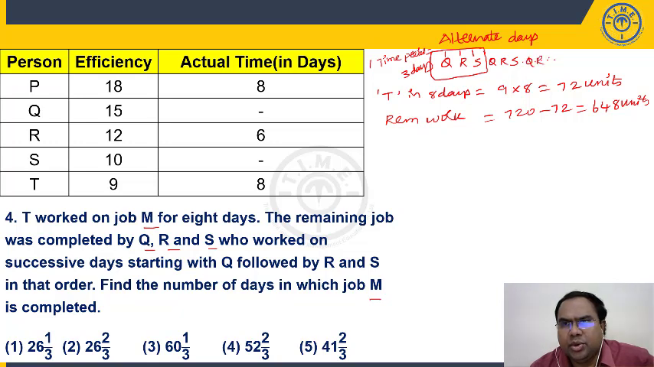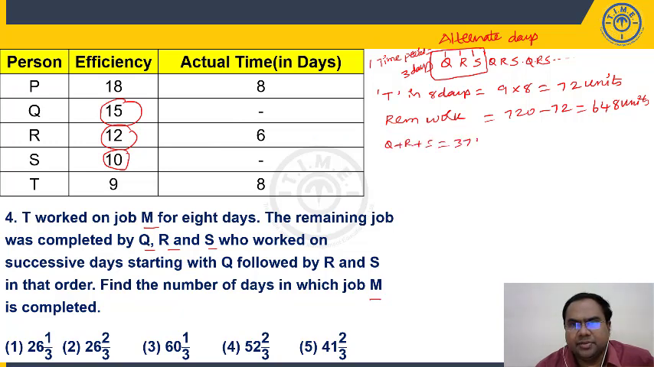QRS, QRS, QRS, and so on. So we'll consider 3 people as one time period. So one time period will be how many days here? 3 days. Now, Q plus R plus S in one time period, how many units will they do? Q will do 15 units, R will complete 12 units, S will complete 10 units. 37 units. Q plus R plus S will do 37 units.